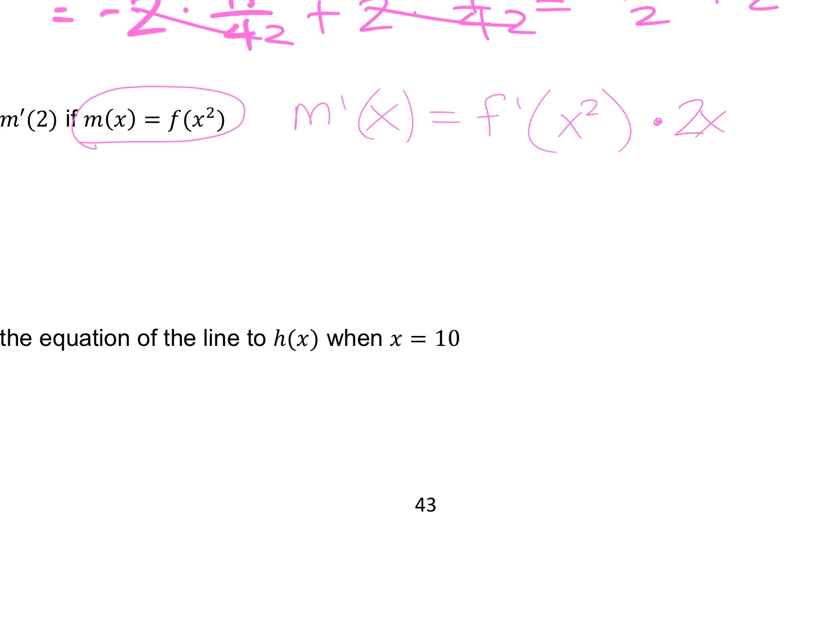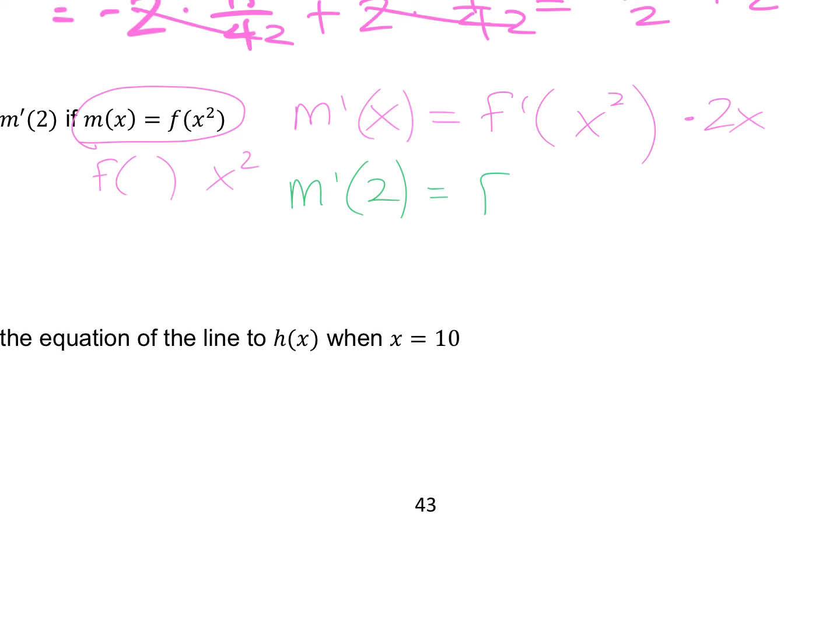Multiplied by the derivative of the inside function, which is what? 2x. Okay? On that one, I do find it better for me, like I said, to write it with the x's first. I would have gotten confused trying to plug in the 2. All right, so if I want to do then m prime of 2, what are they asking me to do with that 2? Well, I'm plugging it in for the x's. In that case, it's going to be squaring it. So m prime of 2 is going to be f prime of, if I plug in x is 2, 2 squared, which is what? 4. Times 2 times 2, 4.